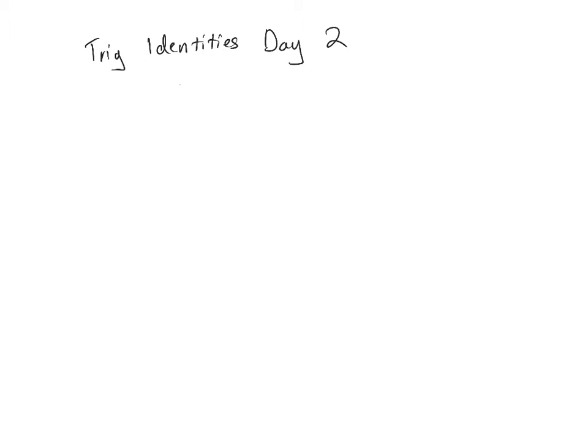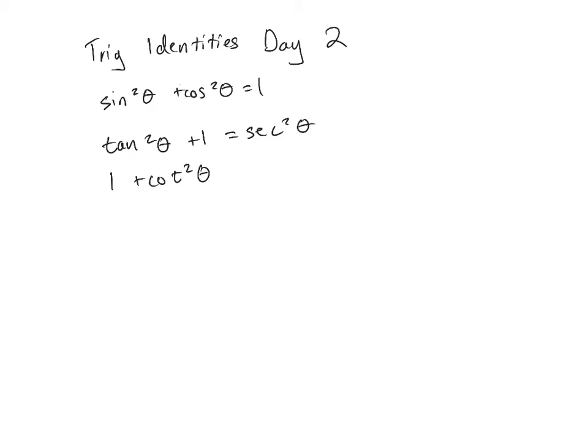We already know by now sine squared of theta plus cosine squared of theta equals 1. We should be comfortable with that by now. The other ones we're going to work with today are tangent squared of theta plus 1 equals secant squared of theta. So that's one of them. The other one is 1 plus cotangent squared of theta equals cosecant squared of theta. So these are our 3 Pythagorean trig identities.